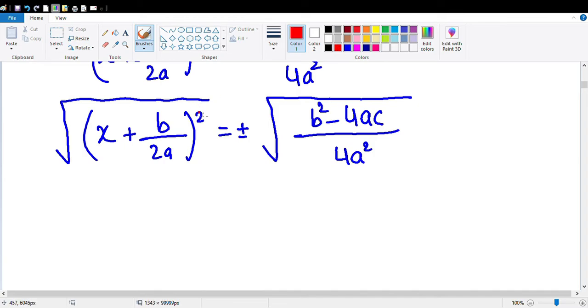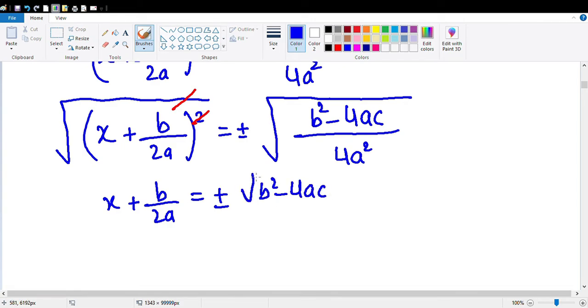This square cancels out with this square, so these two are free. So we get x plus b over 2a without the square. So x plus b over 2a is equal to plus or minus. Now I can write this separately, right? I can write the square roots separately.